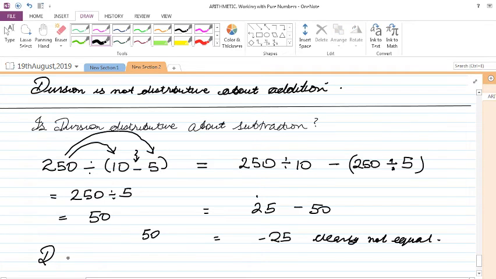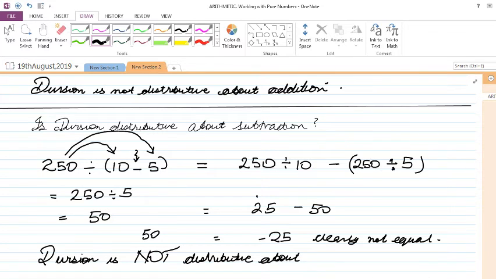Clearly not equal. So we know for a fact that division is not distributive about subtraction. Division is not distributive about subtraction at all.